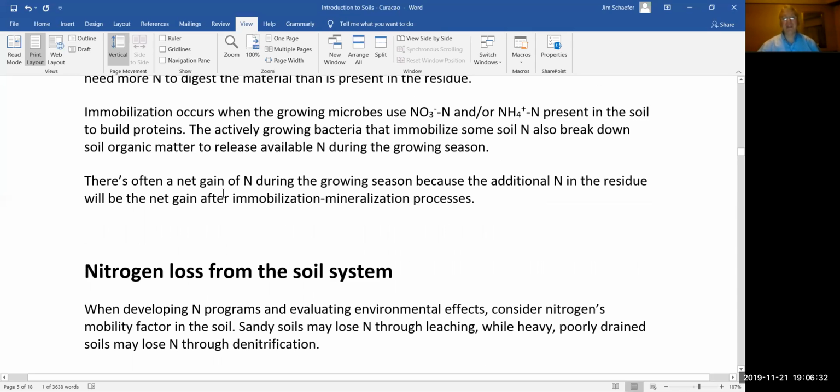There's often a net gain of nitrogen during the growing season because the additional nitrogen in the residue will be the net gain after immobilization and the mineralization process.